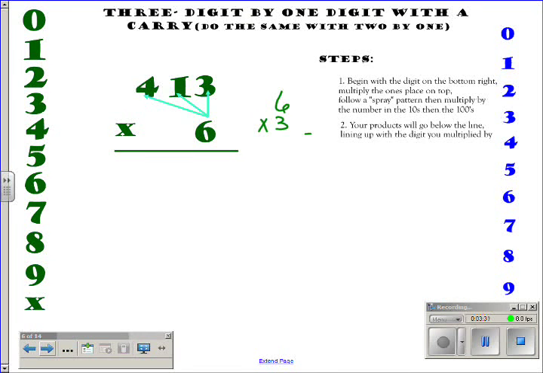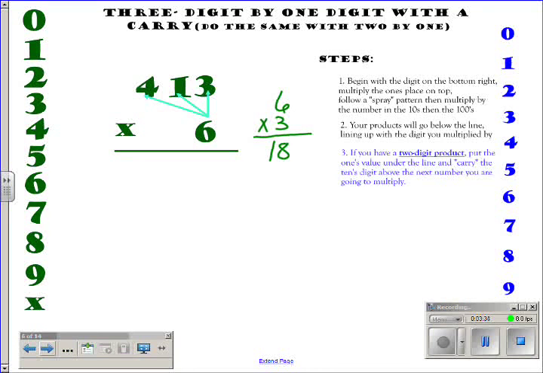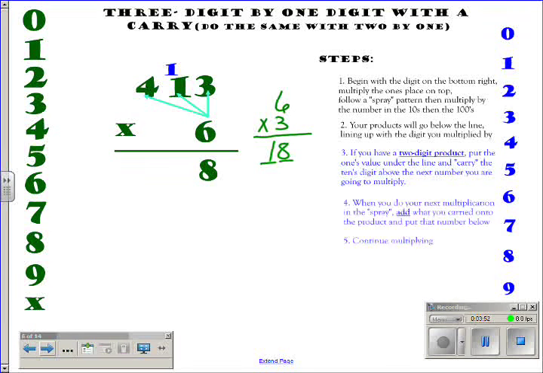Now when you do 6 times 3, your product is a 2-digit product. You have a number in the tens place, and you have a number in the ones place. The number that's in the ones place goes directly below your 3. The number that's in the tens place, you are going to carry over above the tens place. Now when you multiply, you're going to follow that spray: 6 times 1 is 6, and then you are going to add what you carried. 6 times 1 is 6, plus 1 is 7. And that digit goes directly below the number you just multiplied by.